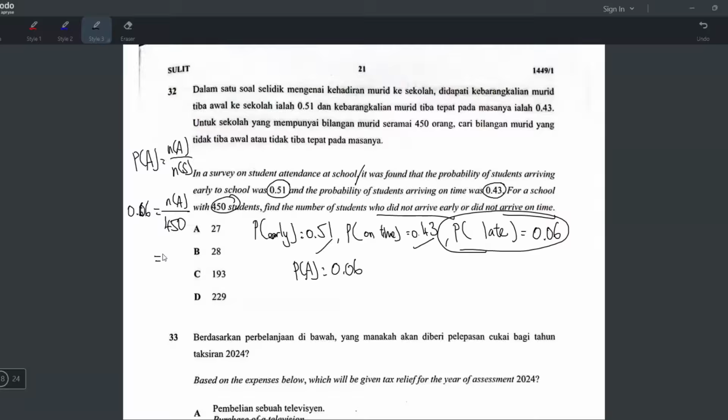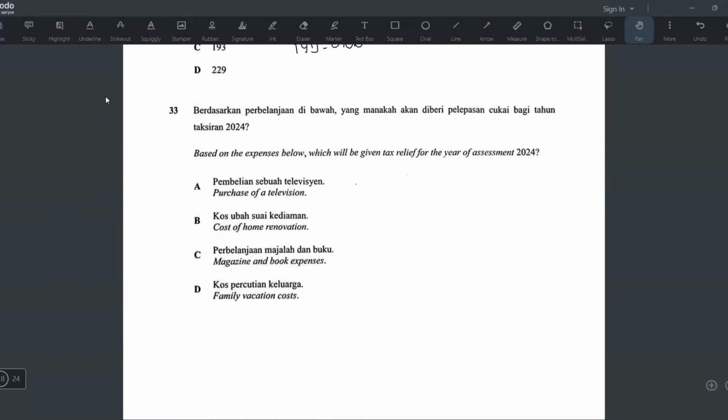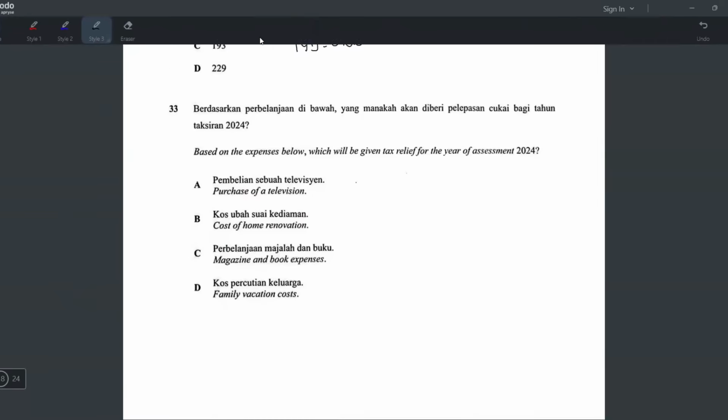Okay. So now to find the NA, you find the number of students that did not arrive early and did not arrive on time, just take 0.06 times with 450. And if you press this, you will get the answer. So let me press. Okay, my calculator give me 27. So A is the answer. All right, that's all. Okay, 33.